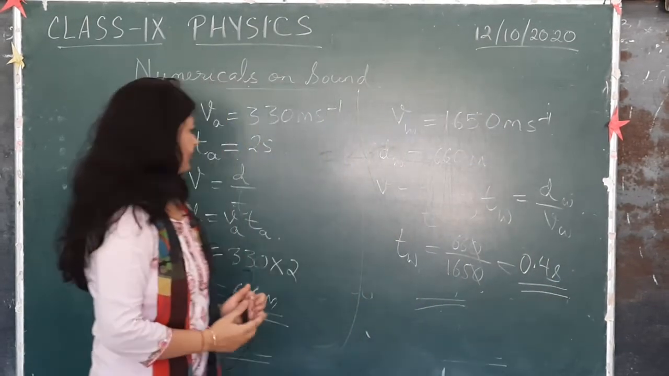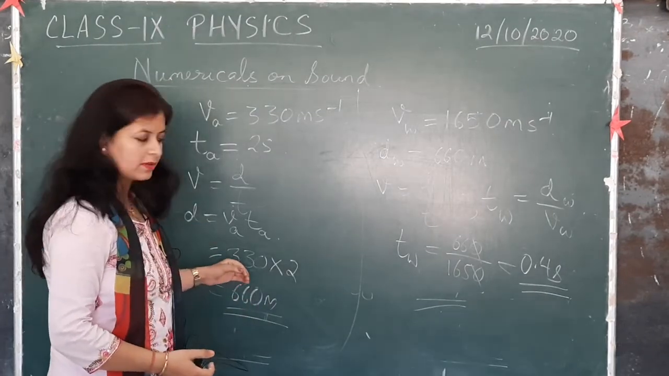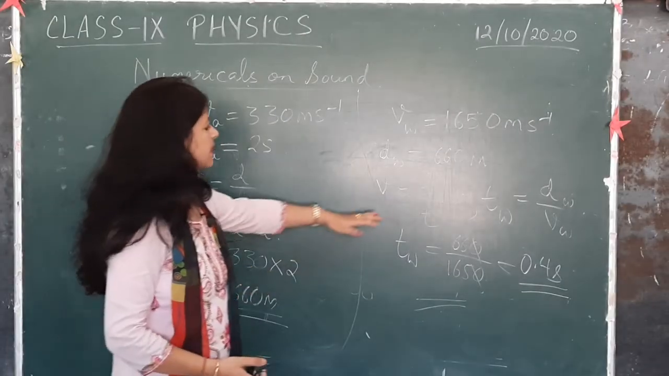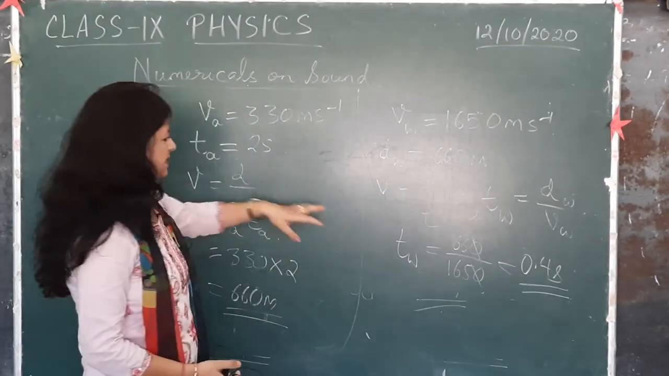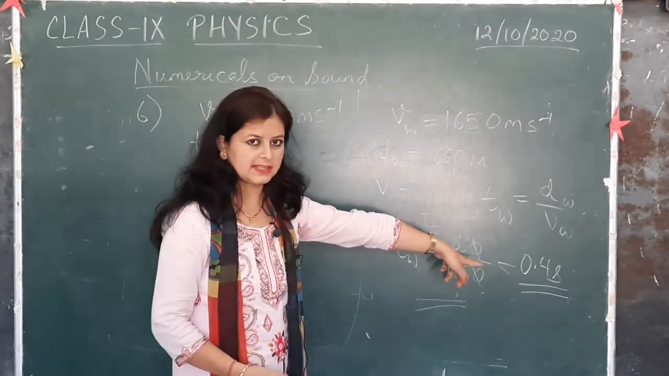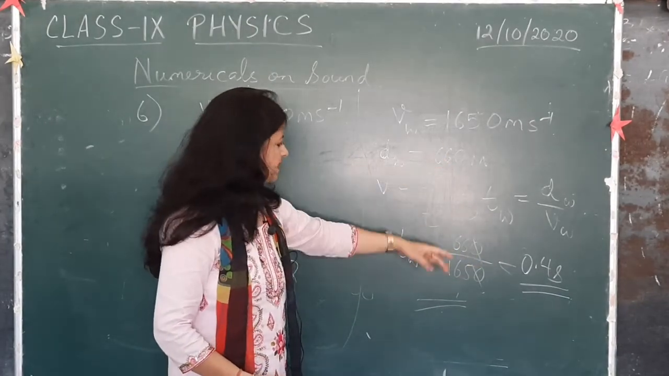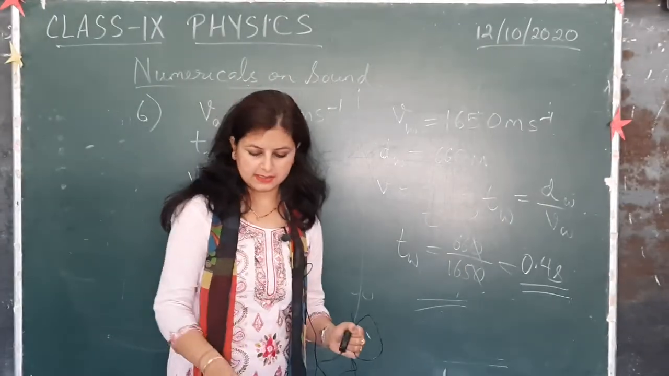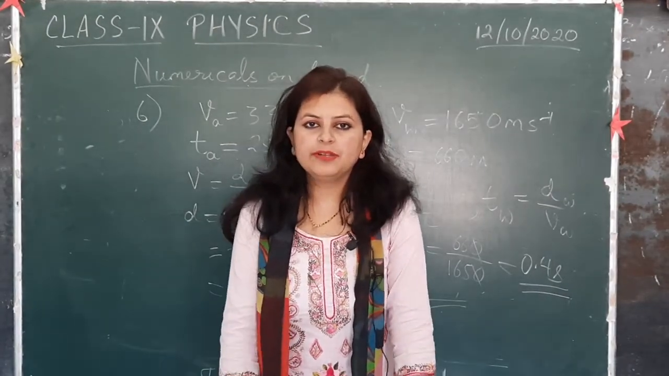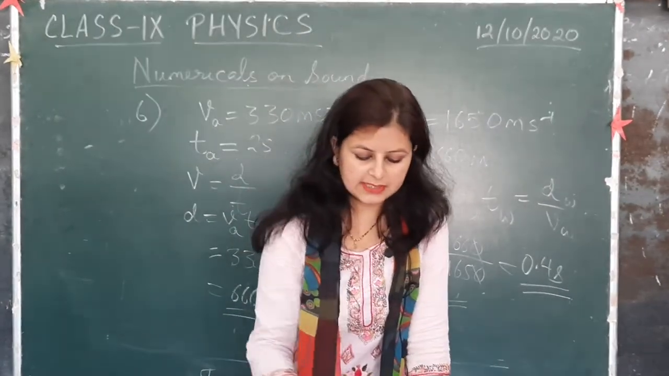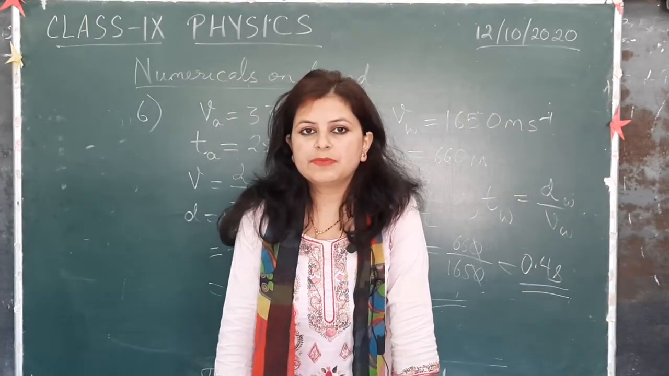So with reference to air we found out the distance, and the same distance has to be covered by the sound in water. So it will take a different time. If you notice, it takes shorter time because the velocity is more. To cover the same distance it takes 0.4 second. So these are the types of numericals. These are very simple numericals. After the reduced syllabus, we are only dealing with the simple numericals.